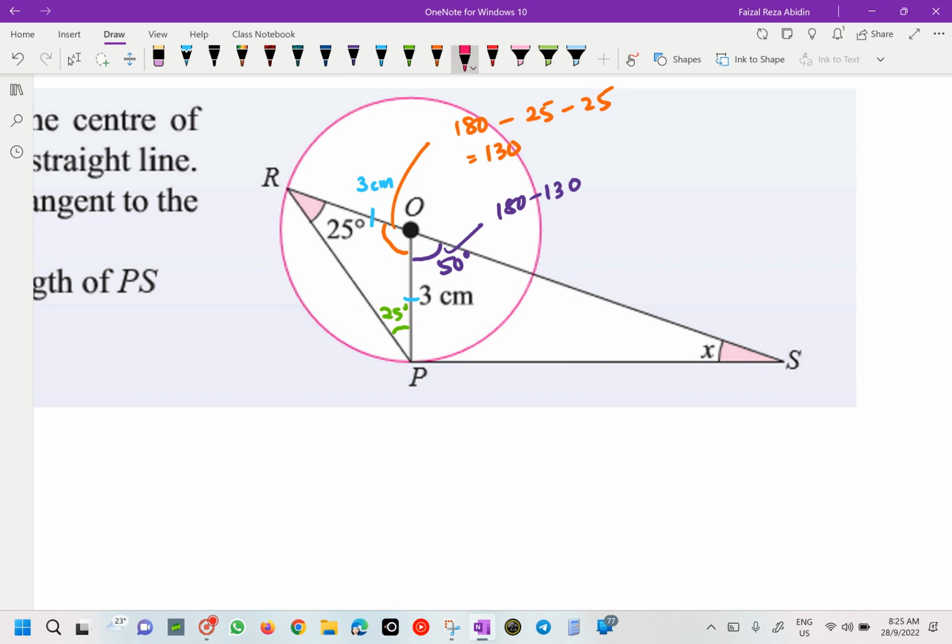So what we have over here, the point of tangency means that one is going to be 90 degrees. Can I find my x there? Yes, 180 minus 90 minus 50. So we are going to get 40 degrees for our x. Clear? Clear. Okay. Next.